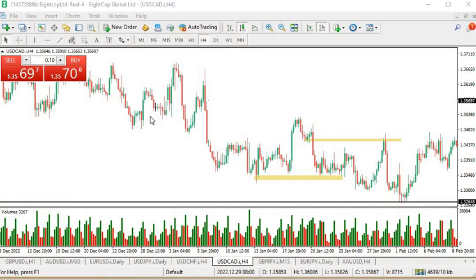Actually, this pattern is a twin pattern of the head and shoulders pattern, or you can say it's a cousin pattern. But the thing which makes it a little different from the head and shoulders pattern is the extended leg of this pattern. So the right leg of this QM pattern will always be extended from the left leg.